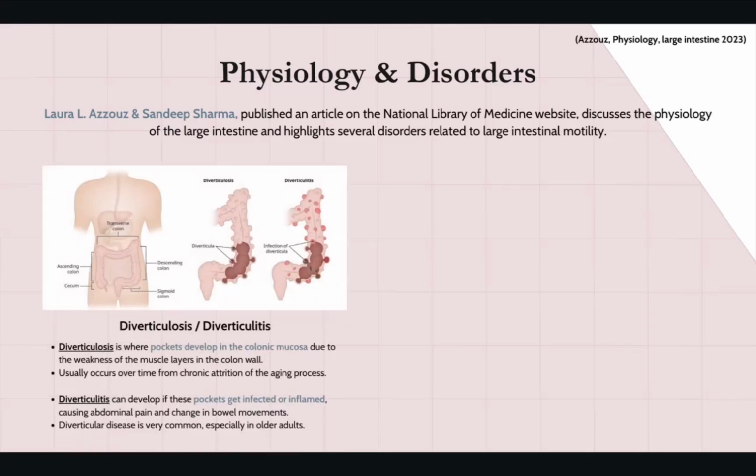It's a disorder in which pockets develop in the colonic mucosa due to weakness of the muscle layers in the colon wall. This usually occurs over time from chronic attrition of the aging process. Diverticulitis can develop if these pockets get infected or inflamed, causing abdominal pain and change in the bowel movements. This disease is very common, especially in older adults.